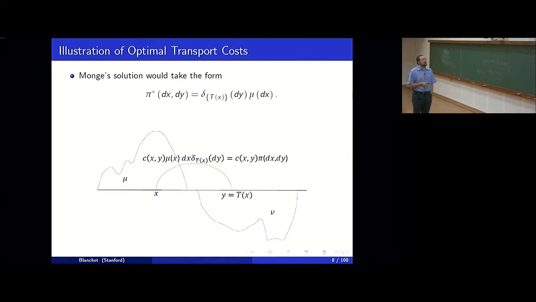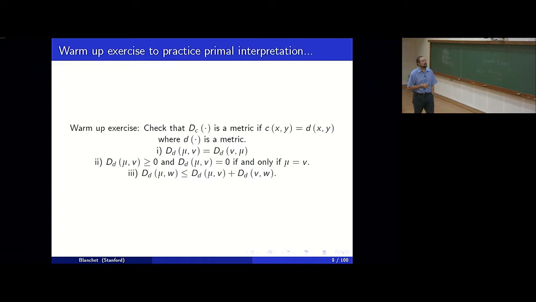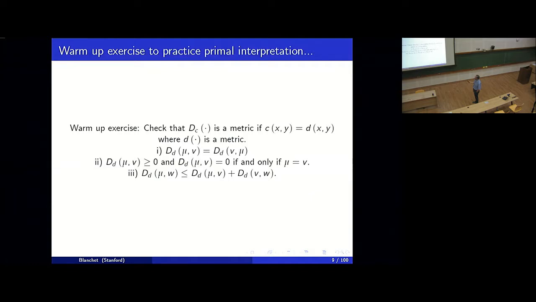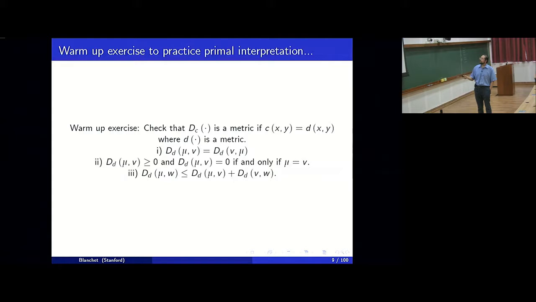Okay. So, as a warm-up exercise, we can check that this is a metric. It's not too complicated, and there is something illustrative in this exercise. This is a metric if C is a metric. If C is symmetric in x and y, then the definition is going to be symmetric in mu and v. That the distance is positive follows directly from the definition. And it's not hard to convince yourself that mu and v will be equal almost surely if and only if the distance is zero.